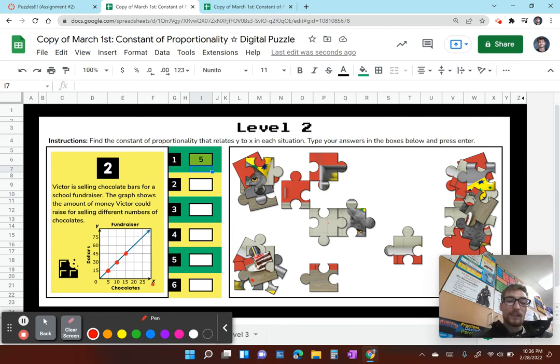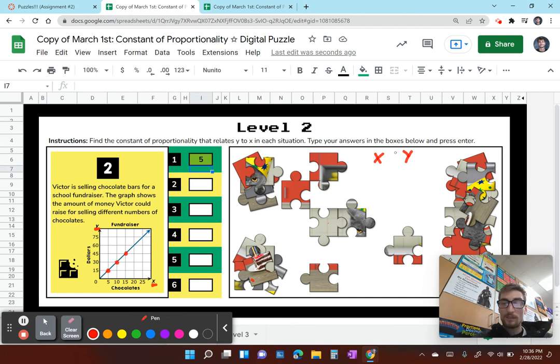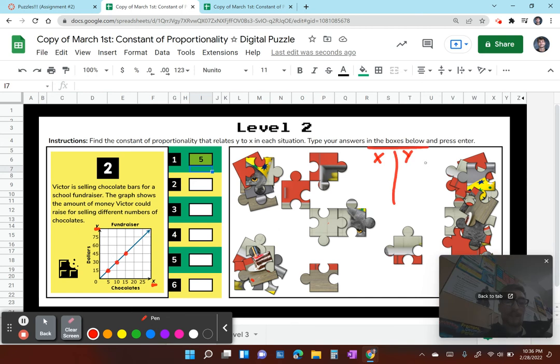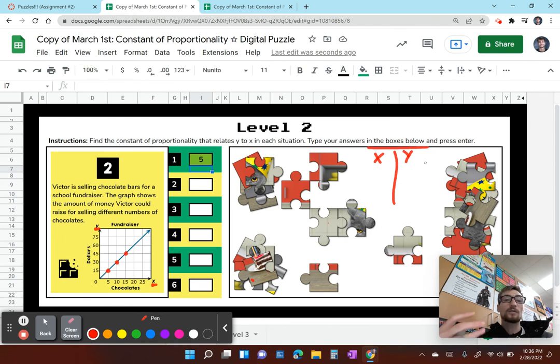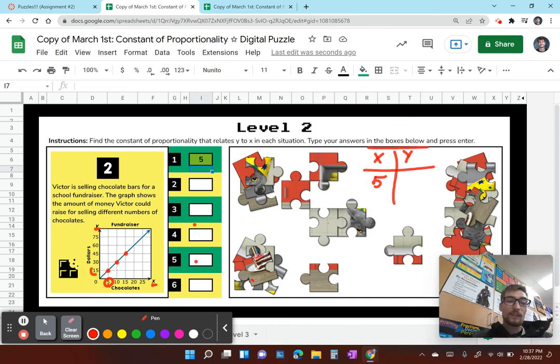And again, I've got my x-axis, or my x values, and my y-axis with my y values. So I'm going to make another table here, and you can do this on a sheet of paper or on a whiteboard, but I'm going to put my x's and my y's. My x's in this particular case are chocolates. So it looks like I'm selling chocolate bars for a school fundraiser. And this graph is showing the amount of money that you could raise for selling different numbers of chocolates. So let's go ahead and look at this first point. It's at 5 chocolates. So I sell 5 chocolate bars, and in turn, I get $15.